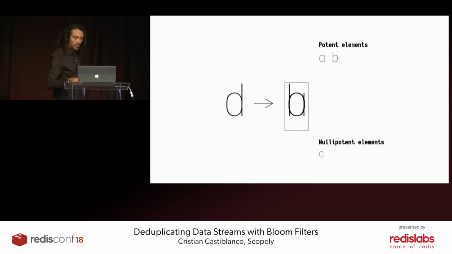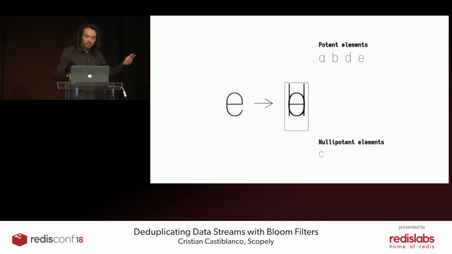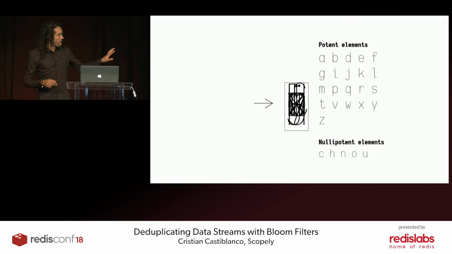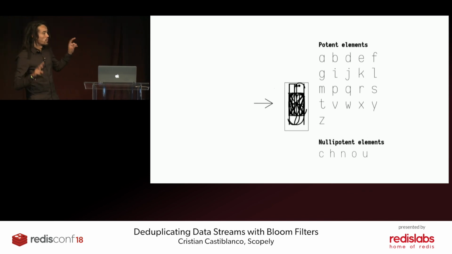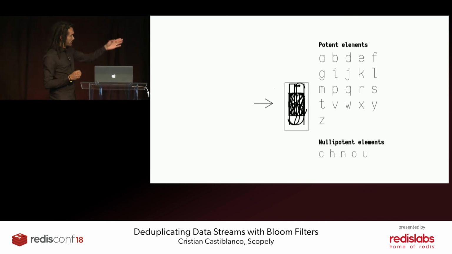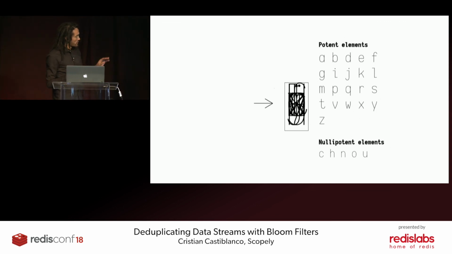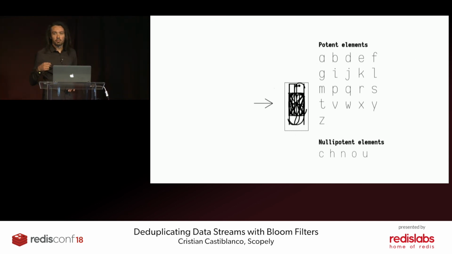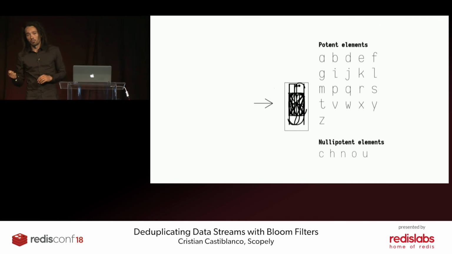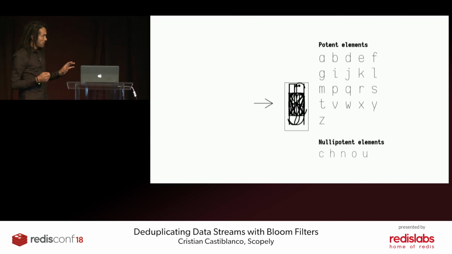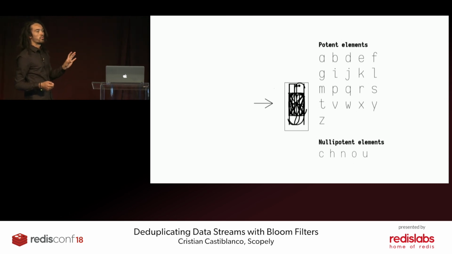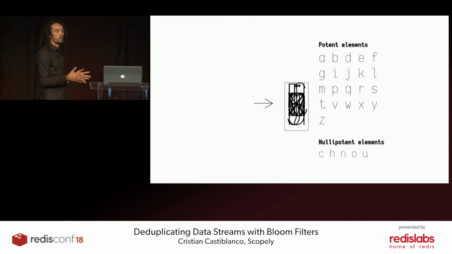And then you can keep repeating this same example with all the letters. And at the end, you're going to have something that looks like this, right? So we have 5 elements that were nullipotent. The set is going to look like this. And from this, you can infer some conclusions. The first one is that the more items you add to the set, the higher the probability of getting a false positive is, right? The second thing, and very important, is that just by looking at the set, it is impossible to know what items it holds, right?